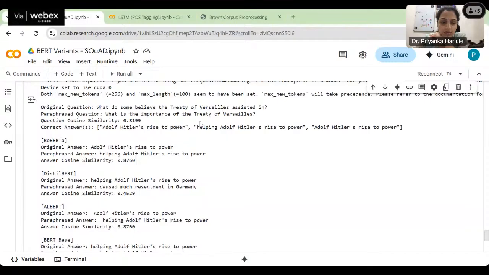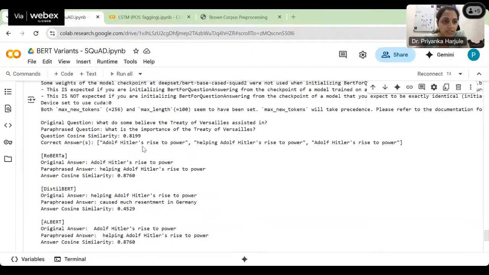So I suggest that because we are already past time, it's already 5 p.m., we can conclude with this notebook. You can share the BERT variants and LSTM both the notebooks with the participants on the Canvas portal, and conclude this session. Okay, ma'am.